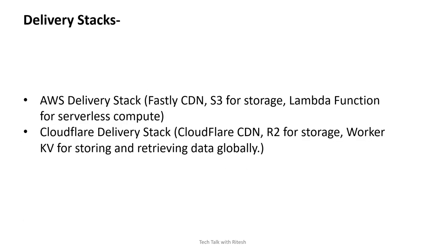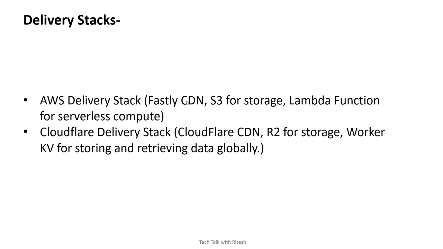Now we will also discuss delivery stacks in Franklin. There are two delivery stacks. One is based on AWS. In the AWS delivery stack, we will use Fastly as CDN, Simple Storage Service or S3 for storage, and Lambda function for serverless computing. And in the second stack, we will see Cloudflare, where we will use Cloudflare as a CDN, R2 for storage, and Worker KV for storing and retrieving data globally.